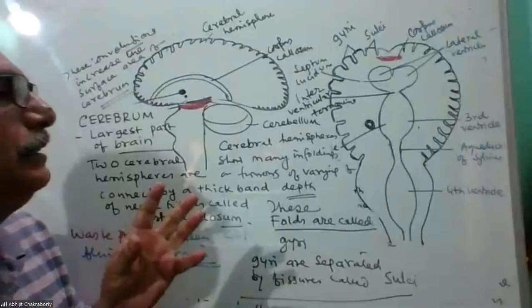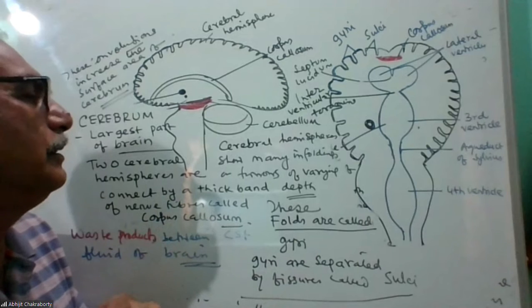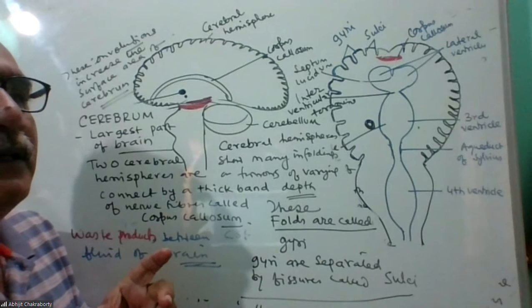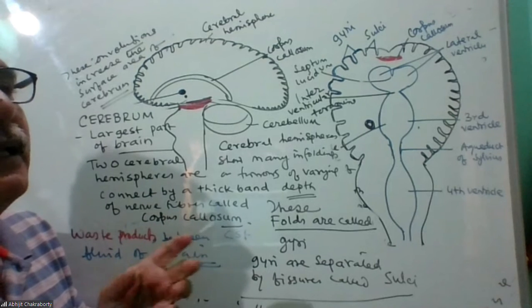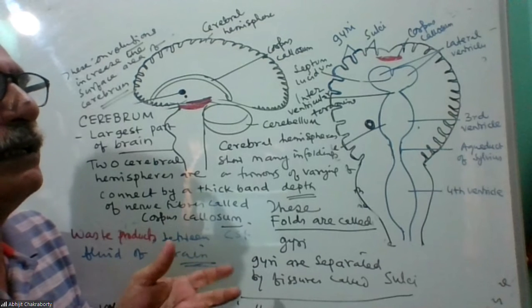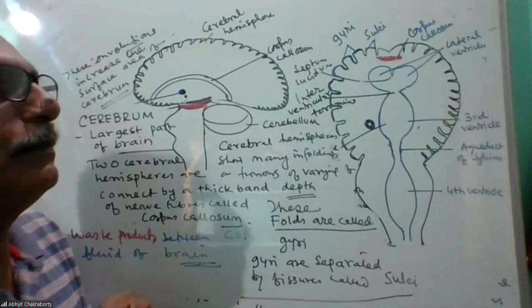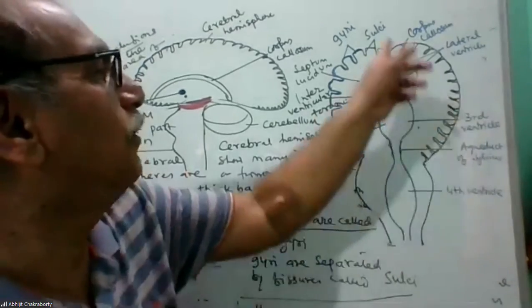As you know how these gyri develop, the brain shows a number of convolutions or enfoldings or furrows of varying depth. These folds are called the gyri, and the folds are separated by some fissures called the sulci. These enfoldings or convolutions help to increase the surface area of the brain. So this part is completed.